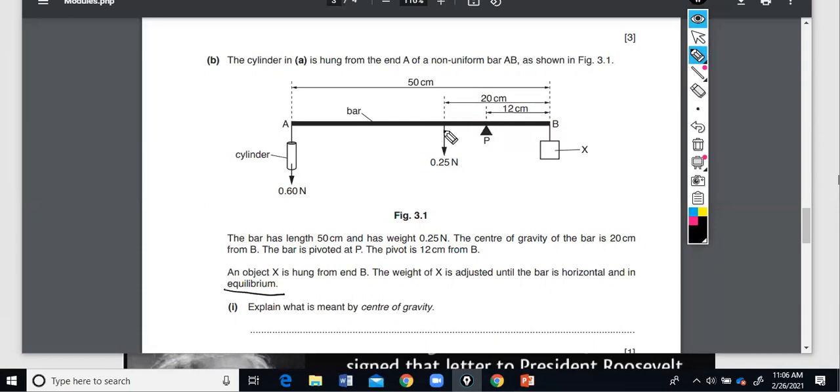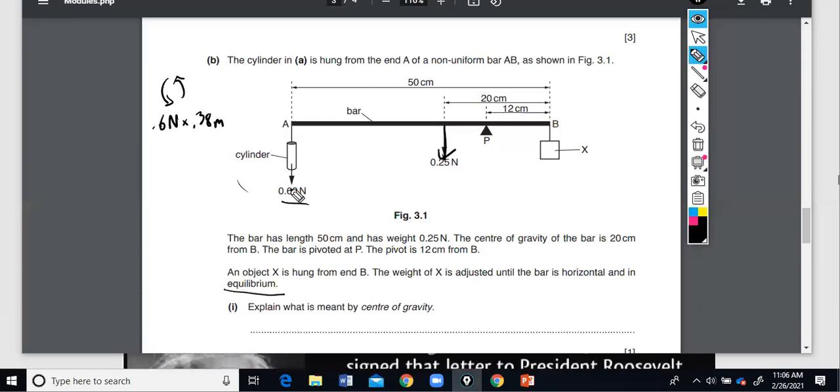About P, we've got a moment from the weight of the bar, and we could calculate how far away that is. This would be a moment that would make the thing go anti-clockwise, and then that cylinder that we know has this weight also is creating an anti-clockwise moment. So we've got two anti-clockwise moments. We've got a 0.6 newton force acting how far away from this pivot? If this is 12 centimeters away and the whole thing is 50, then it would be 50 minus 12, or 38 centimeters, or 0.38 meters.